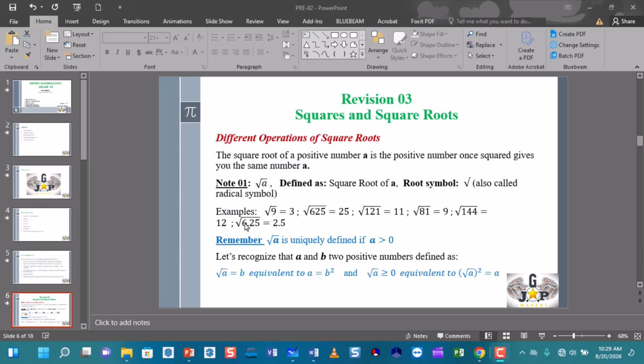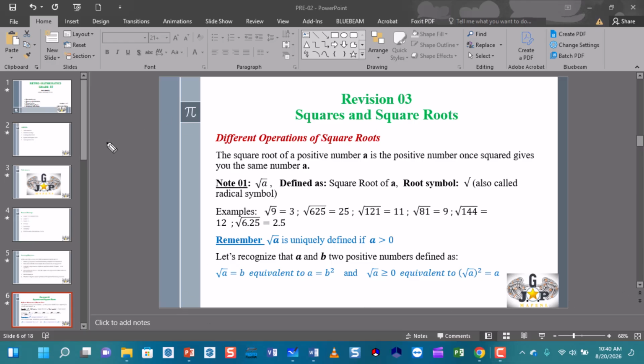So remember that the square root of a is uniquely defined if a is greater than 0. You may ask yourself a question: what is the idea behind the statement I just made?